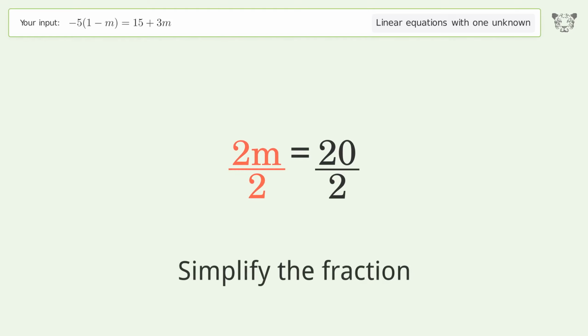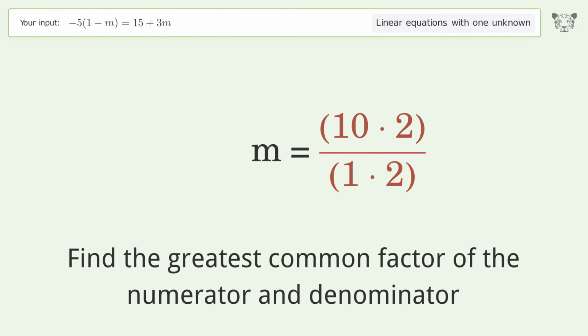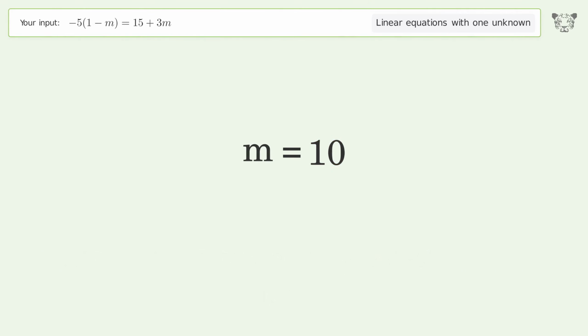Simplify the fraction. Find the greatest common factor of the numerator and denominator. Factor out and cancel the greatest common factor. And so the final result is m equals 10.